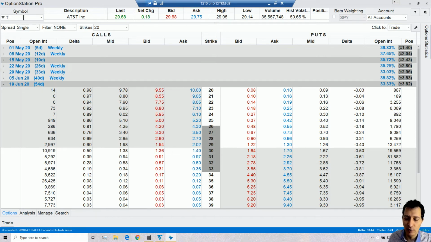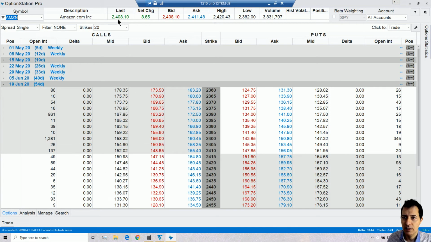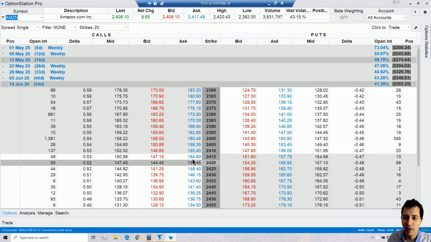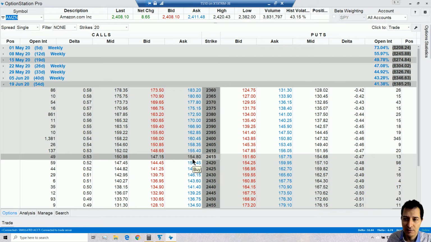If instead of AT&T you were to trade, let's say, Amazon, it's a much higher price point. It's not only a higher price point, it's also more volatile. It really moves. So let's take a look at the updated price of Amazon. It's $2,400. So of course, the price of the option is 154 times 100. How much is that? Well, that's going to be $1,500 for you to be in the trade. Does that make sense? So you need way more money to be in the trade with Amazon than AT&T.